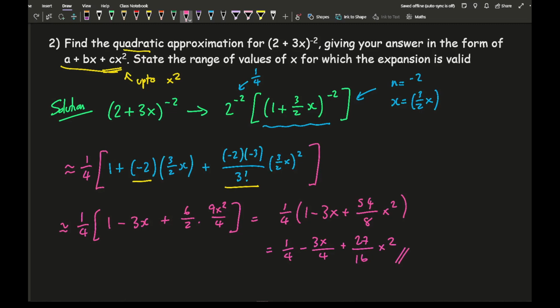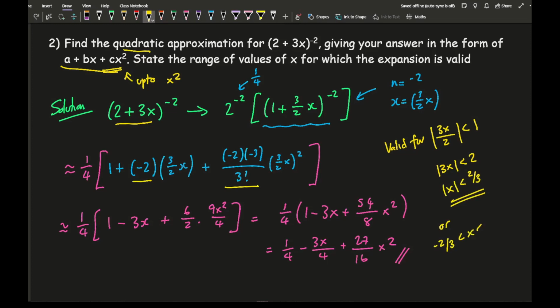Now in terms of the validity, let me just do this on the same screen. So it's valid for, and working with this, now remember we're looking at the original equation, so here we've got 3x over 2, and what I then want to do is make x the subject. So I've got the mod of 3x is less than 2, and then the mod of x is less than or equal to 2/3. So it's then valid for that range, or I could write it as minus 2/3 to 2/3, and there is my final answer.